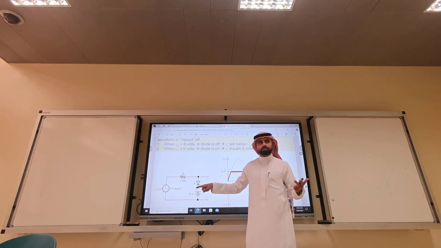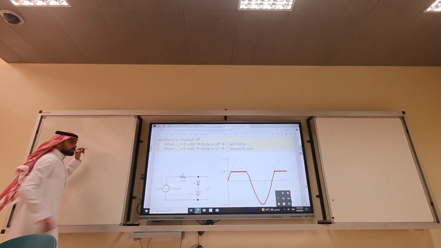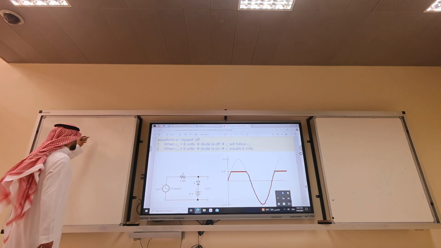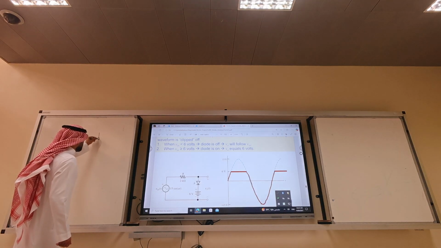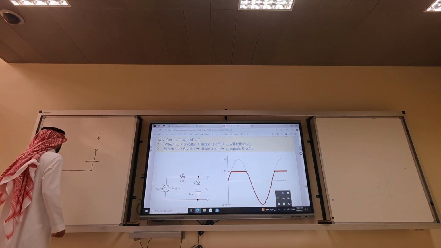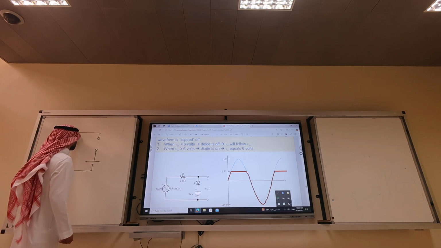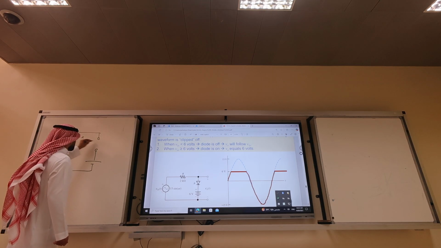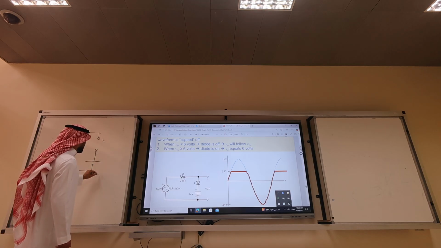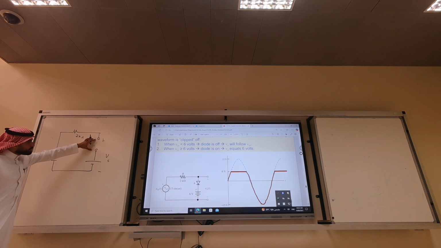The diode is off, right? If the diode is off, then I have open circuit, battery of 6 volts. Here I have a resistor of 2K. So what is the output? The output will be V open circuit, plus 6 volts.